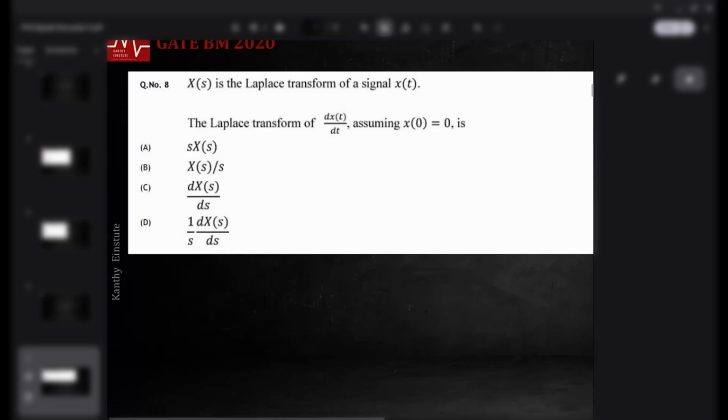Quickly, what does option B correspond to? Does anyone know that? What does option C correspond to? Option B corresponds to the integral. If the derivative gets multiplied by s, the integral gets divided by s. Yeah, that is very good, right?